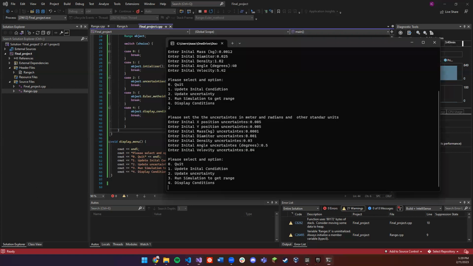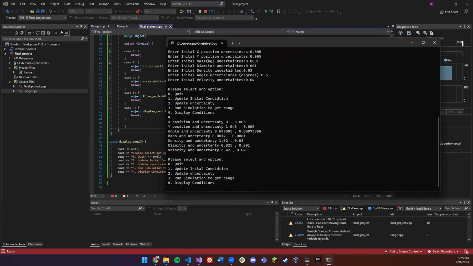So I already have a situation set up. I already set the initial conditions here. I'll press forward to display those conditions. We're saying the X position, we're at 0, we have an uncertainty of 5 millimeters. And those are all the initial conditions. Keep in mind, we are in meters and radians. So those are the units we're working inside of: meters, radians, kilograms, all that jazz.